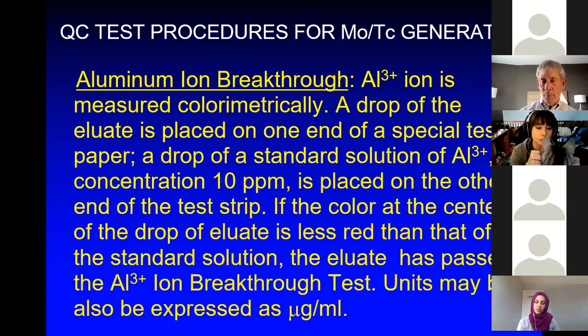We have a test strip. It's about 1 inch long, 1/2 inch wide. On one end of the strip, we put a drop of eluate from the generator. On the other end of the strip, we put an equal size drop of an aluminum ion standard. That's a component part of the kit. And it is at the legal limit of 10 parts per million aluminum. This is a very sensitive test.